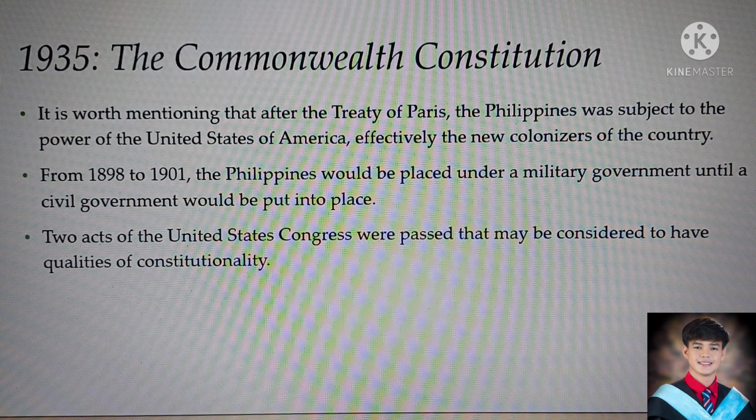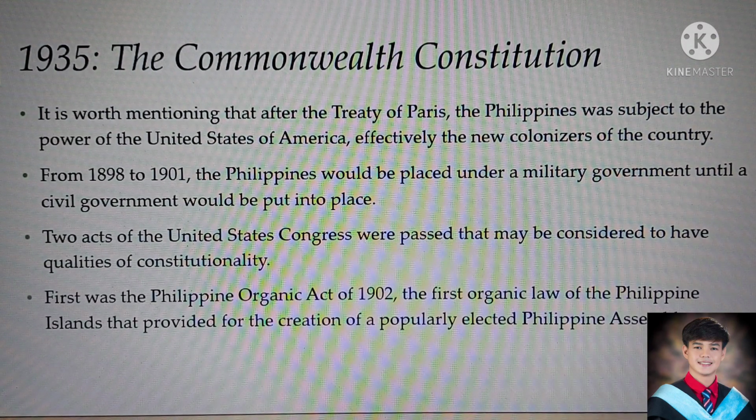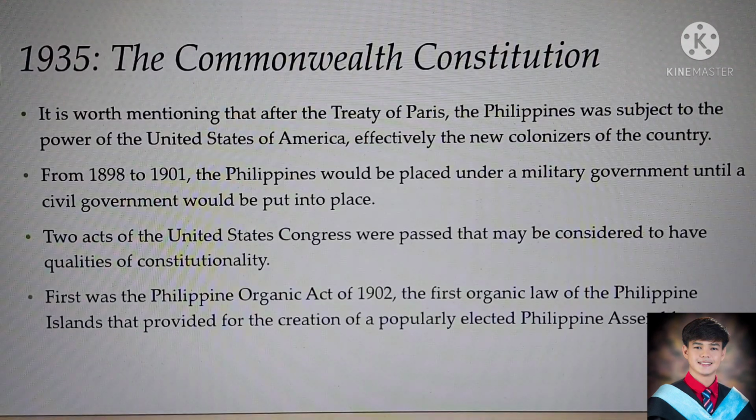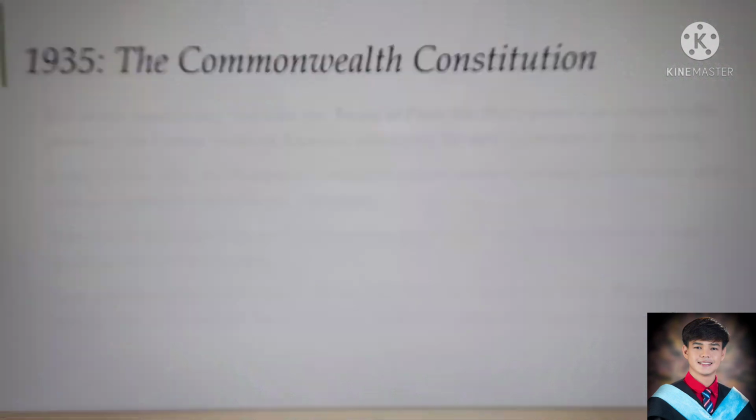So, 2 acts of United States Congress were passed that may be considered to the qualities of constitutionality. First was the Philippine Organic Act of 1902, the first organic law of the Philippine Islands that provided for the creation of popular elected Philippine Assembly. So, yan yung mga pinasa sa Kongreso ng Estados Unidos. Una yung Philippine Organic Act of 1902. Ibig sabihin na yung Philippine Assembly or yung mga representantes, sila ay iboboto, hindi sila itatalaga lamang or pipiliin. Kailangan magkaroon ng eleksyon or dapat iboto sila ng mga tao, popularly elected.